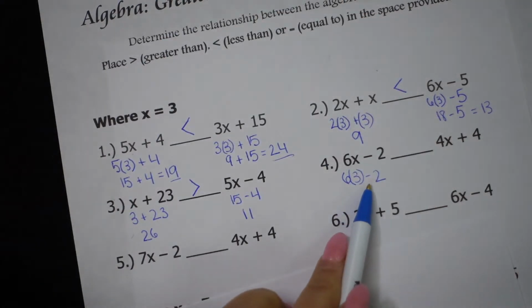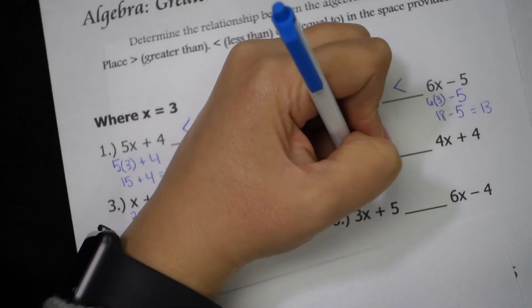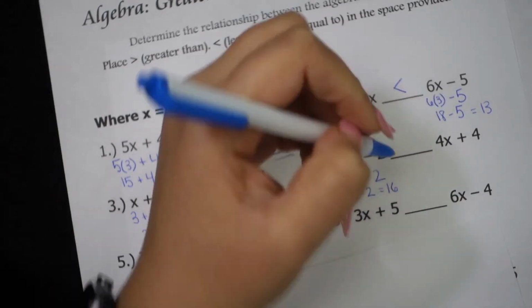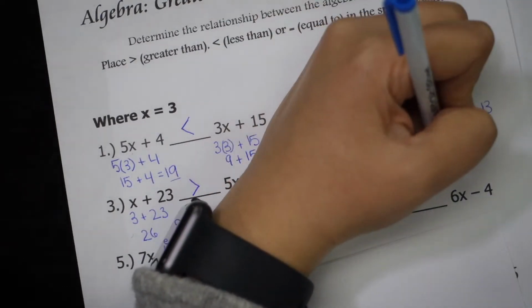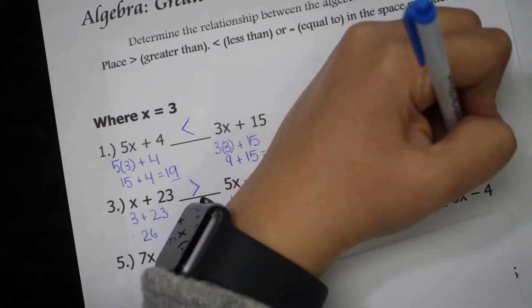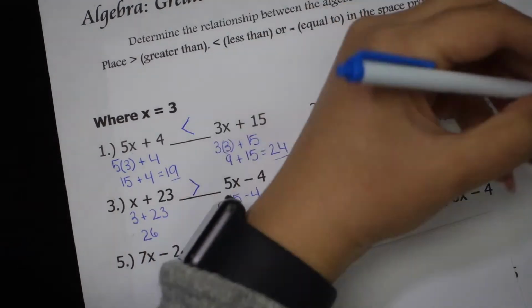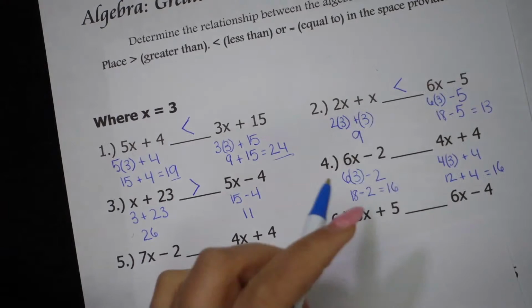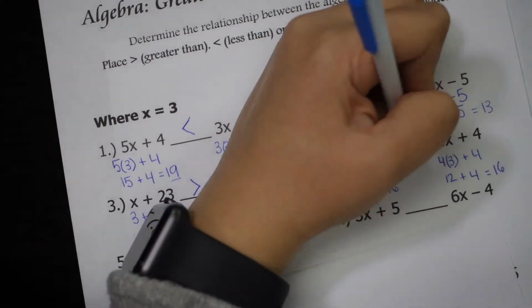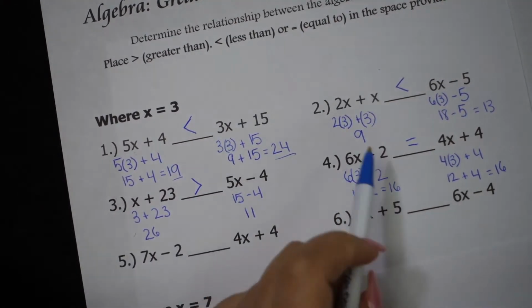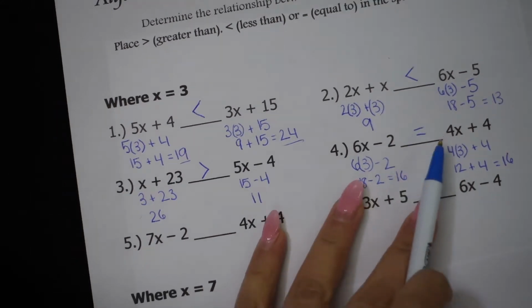So 6 times 3 is equal to 18, minus 2 gives us a value of 16. And then 4x, plug in the x for the value next to 4. So 4 times 3 plus 4. This is equal to 12 plus 4. This is equal to 16. So which number is bigger here, 16 or 16? They're both equal to each other, right? So we just put an equal sign in the middle. So that's basically how you go about solving the less than or greater than or equal to sign equations.